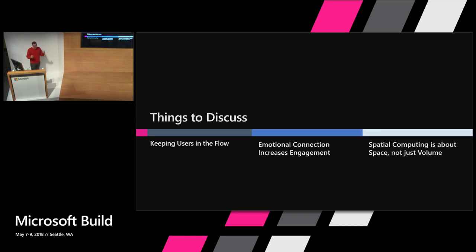And finally, in talking about spatial computing, it's really important that what I'm going to focus on today is about space. It's about the space around the user, space around you as you engage with these experiences, not just the volume of the application itself.